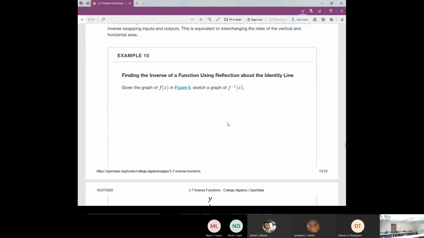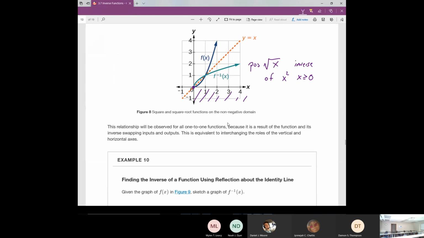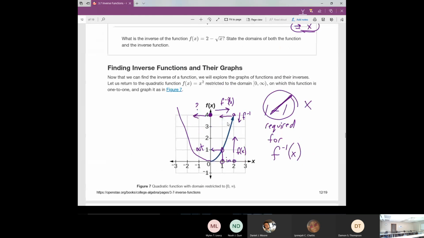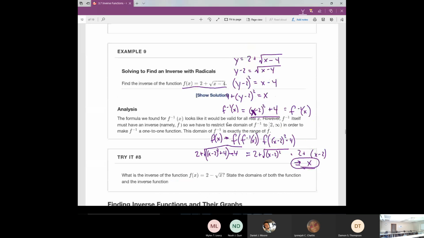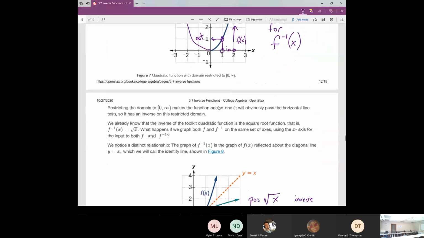Let's see, did we give an example 8? Where's example 8? Here's figure 8. Where's example 8? Figure 7. Oh, I'd have to graph this. Won't worry about that.